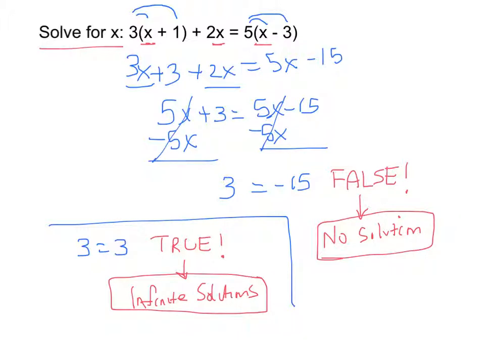Plug in 2, the left side will equal the right side. Plug in 13,000, the left side will equal the right side. So it doesn't matter what x you choose. It's an identity, essentially. The left side always equals the right side.